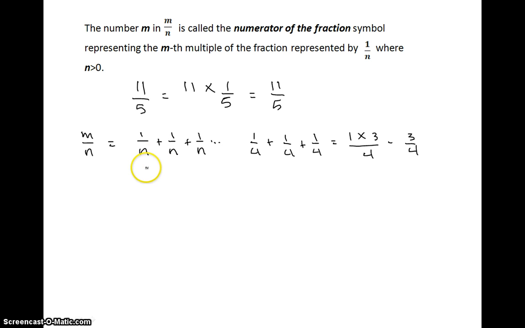So in essence, what we can say is M over N, and this is kind of our summary, is M copies, and copies is like times, of 1 over N. So that is going to be our definition of what a fraction is. Whenever you see a fraction like 3/4, you need to know that it is 3 copies of 1/4. Okay? And we'll talk about this more in class.